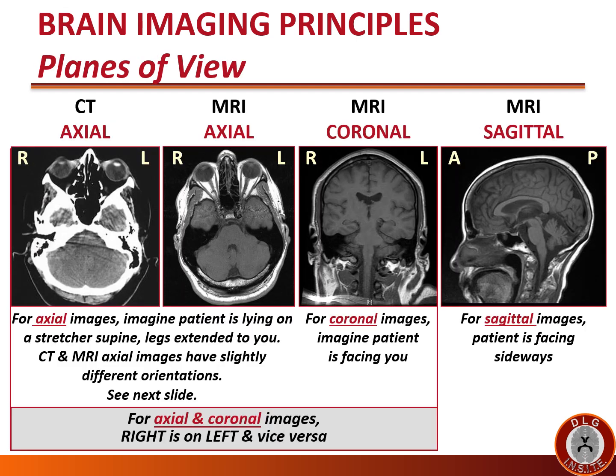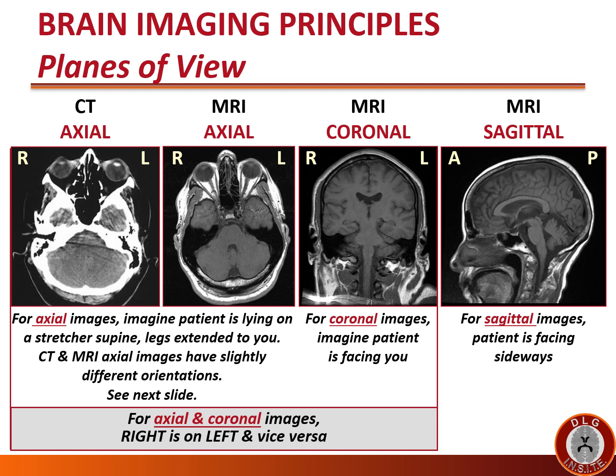This slide portrays the planes of view available on brain imaging. Both CT and MRI scans allow for axial images. When viewing axial images, imagine the patient is lying on a stretcher supine with his or her legs extended to you. Note that CT and MRI axial images have slightly different orientations, which we will describe on the next slide.